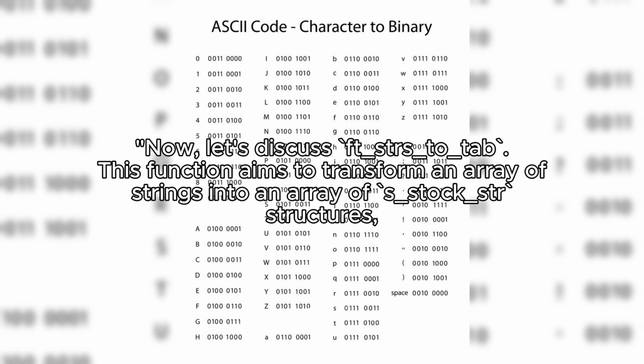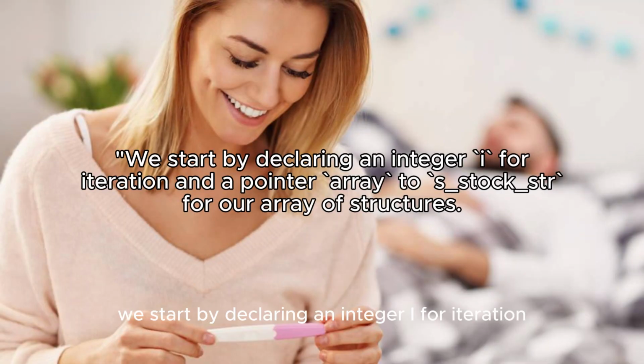Now, let's discuss ft_strs_to_tab. This function aims to transform an array of strings into an array of s_stock_str structures, each holding information about the original string and its duplicate. We start by declaring an integer i for iteration and a pointer array to s_stock_str for our array of structures.